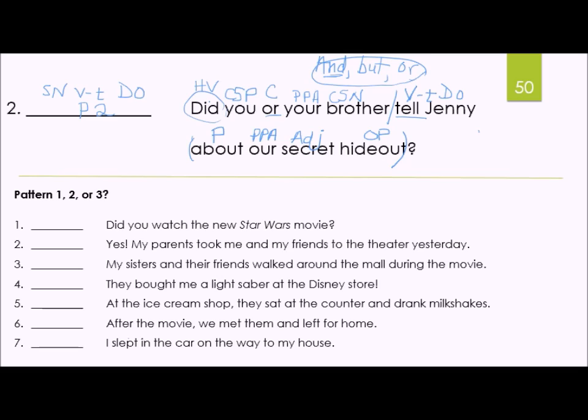All right, so let's check. Let's read these sentences below here and see if we can figure out if they're pattern 1, 2, or 3. Remember, if it has a direct object only, it's a pattern 2 sentence. All right, number 1, did you watch the new Star Wars movie?